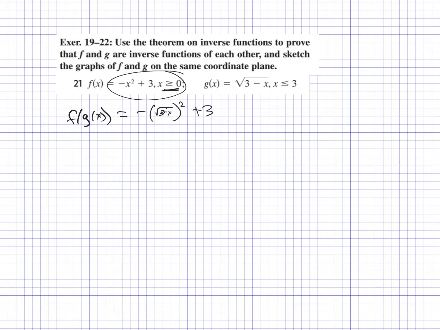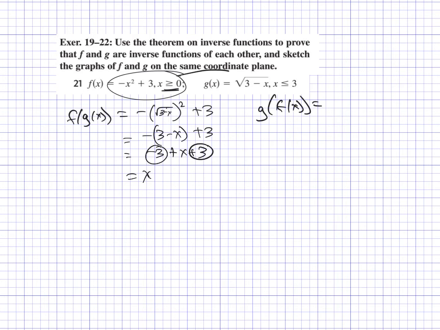Plus 3. All right, so we square that, we get negative 3 minus x. It's a group. Don't forget you're going to have to distribute the 3. So negative 3 plus x plus 3. And the 3's cancel out, leaving just x. All right, now let's do g of f of x.